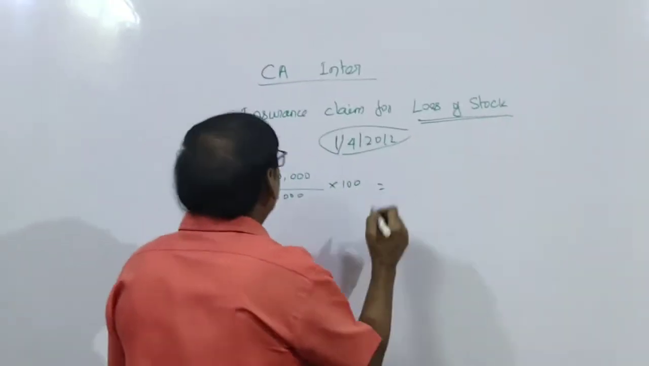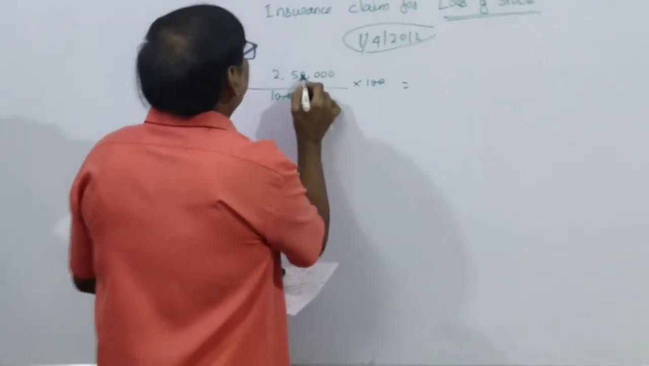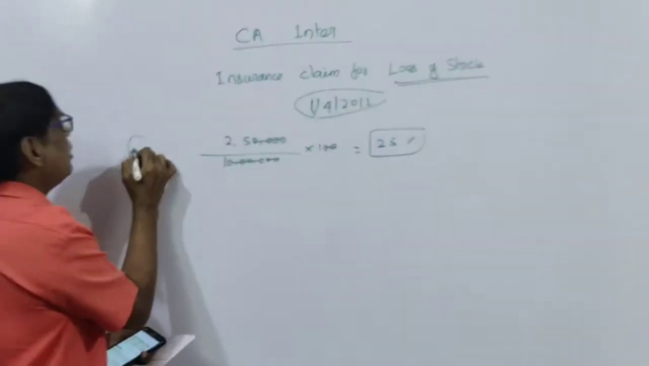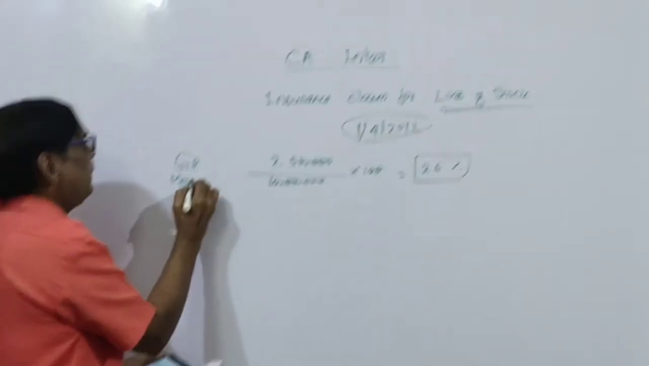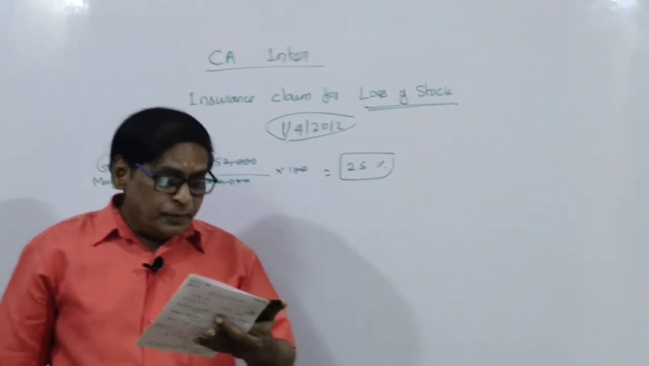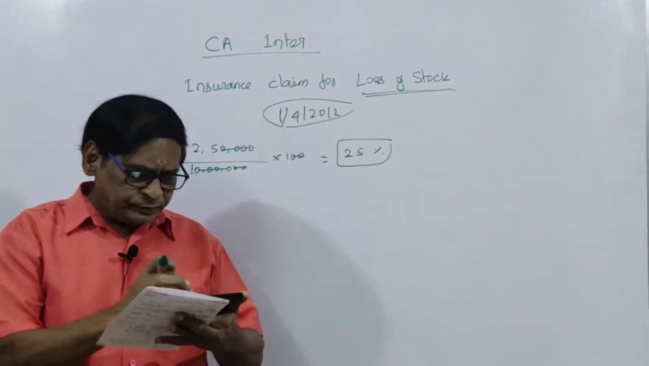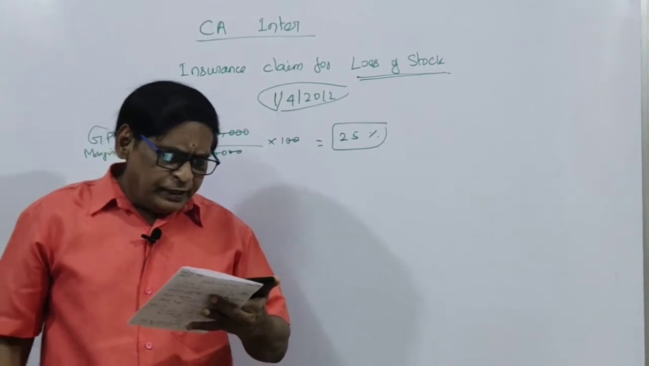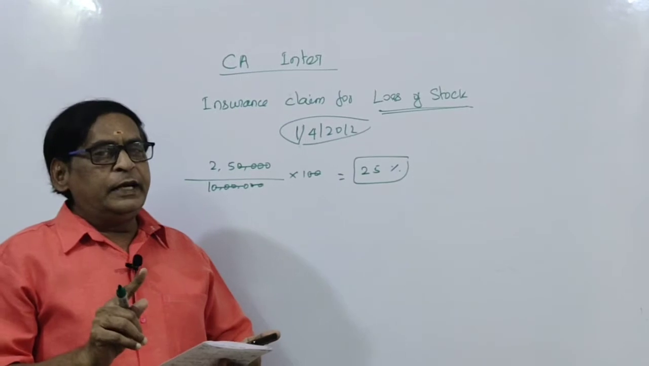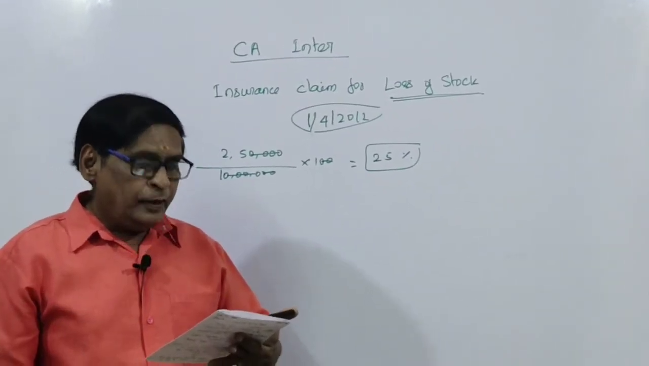If you use this formula, you can easily find it out. Understand? 25% is the gross profit margin. And then one important point is given below. The general trend of industry shows an increase of sales. There is a general trend increase of sales, that is 15%.